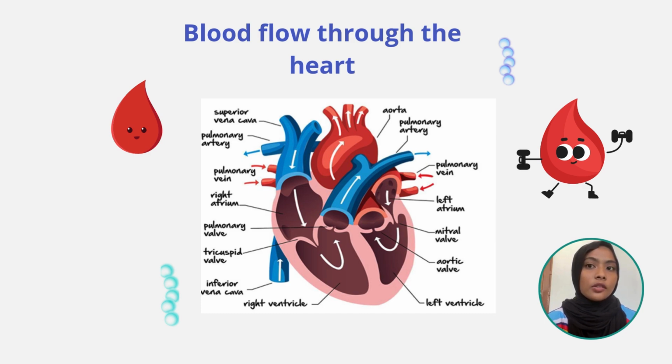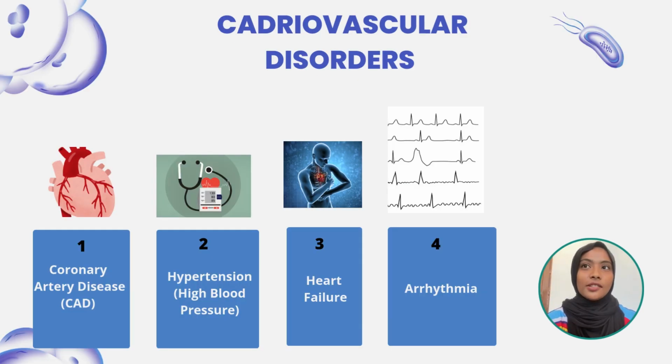Oxygen-rich blood returns to the left side of the heart. It flows from the left atrium to the left ventricle, and the left ventricle pumps it out through the aorta to the rest of the body. Next is cardiovascular disorders. First, coronary artery disease (CAD), narrowing or blockage of the coronary arteries leading to reduced blood flow to the heart. This can cause chest pain, angina, and increase the risk of heart attack.